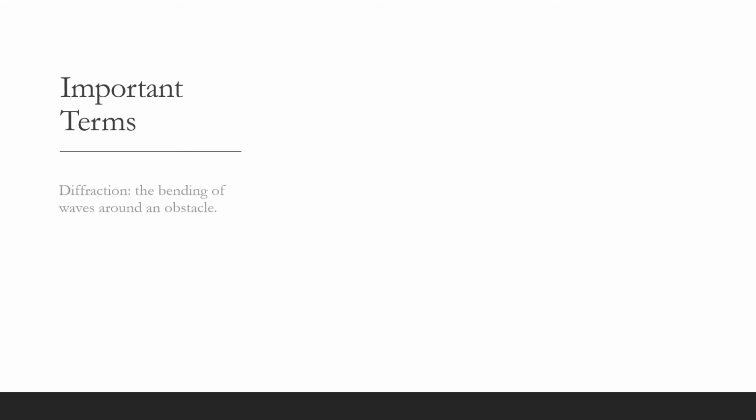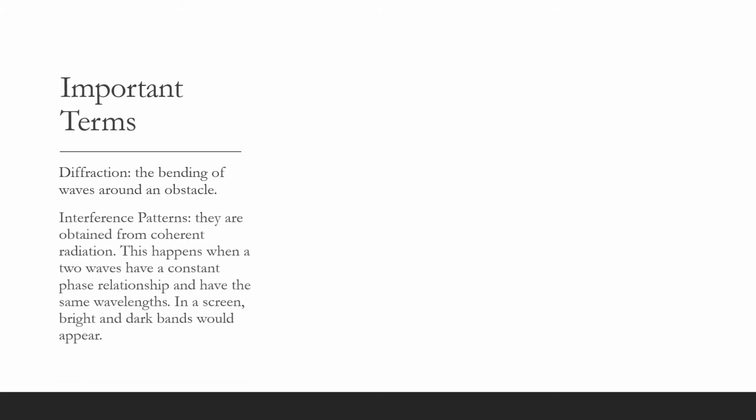Now let's go over some important terms. We have diffraction, which is the bending of waves around an obstacle. This is a term that we already analyzed before. Just like when someone is speaking around the corner, you can notice that the waves are going to diffract, going around the corner in order to be heard by someone else.